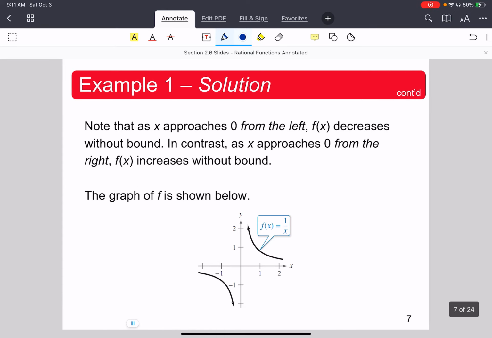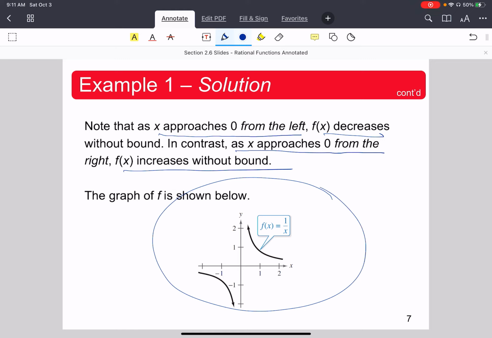So for that reason, we're going to say that as x approaches 0 from the left, f of x decreases, and in contrast, if x approaches 0 from the right, then the function increases without bound. We can tell that by looking at the actual graph, where you realize when you put bigger and bigger x's on the right, the y value, I'm going to show that with a red mark, seems to be getting smaller and smaller. So as x gets bigger, y is getting smaller.